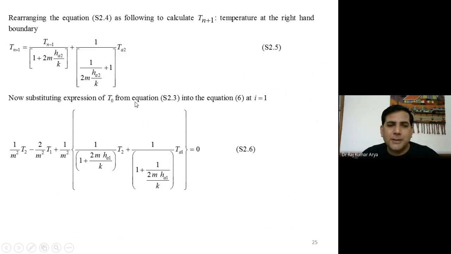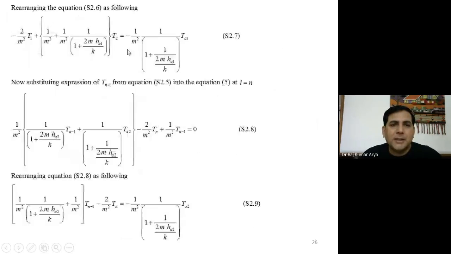So now you got here, and after substituting into your first equation, if you write your first equation, here you have T2, here you have T1, here you have your complete T naught, right? This is what your T naught was. Correct? So at the place of T naught, I just substituted the expression of T naught, which I got from my convective boundary condition. Now I can rearrange it, so I will get this one here. I kept the unknown temperature on the left hand side and the known temperature on the right hand side.